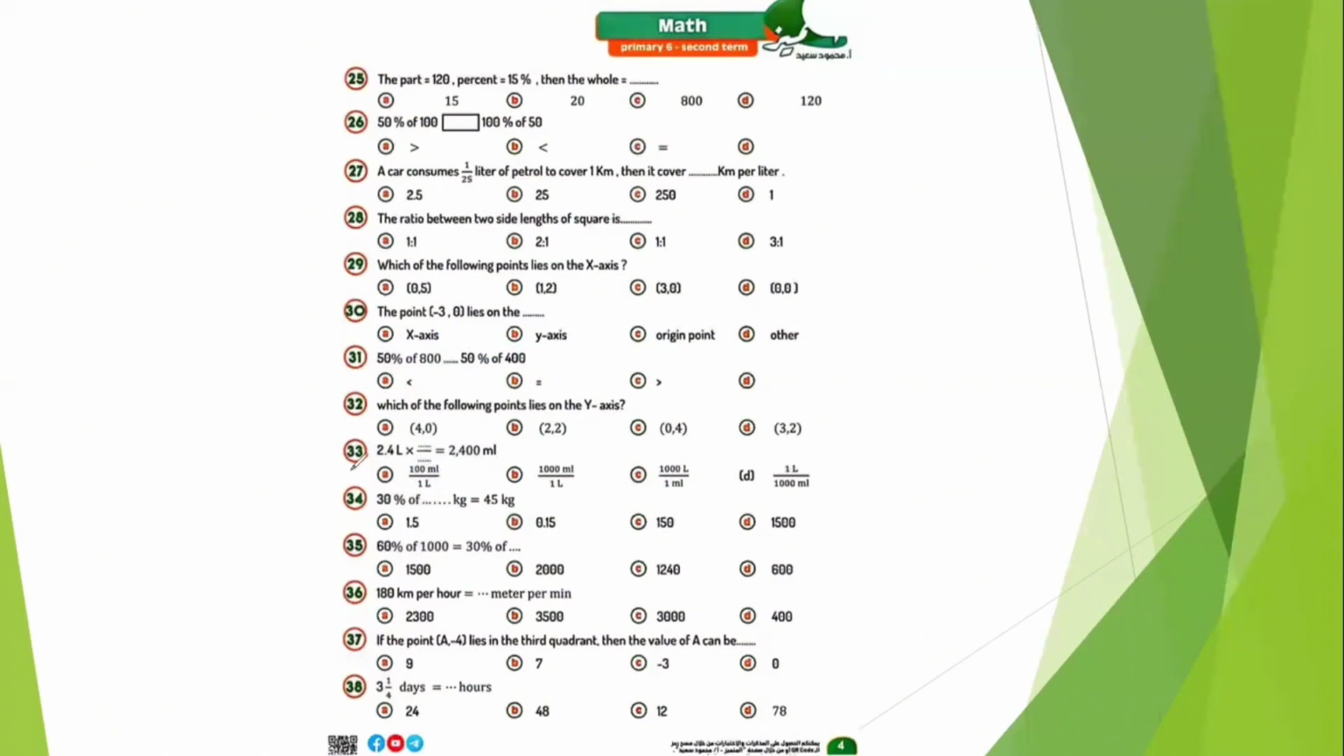34. 30% of what kilogram equals 45 kilogram? I can write 30% as a fraction. 30 out of 100 of what equals 45. Can I simplify 30 out of 100? Yes, by dividing up and down by 10 to be 3 out of 10. Now, how can we get the whole? Divide first, then multiply. 45 divided by 3 equals 15. 15 times 10 equals 150.